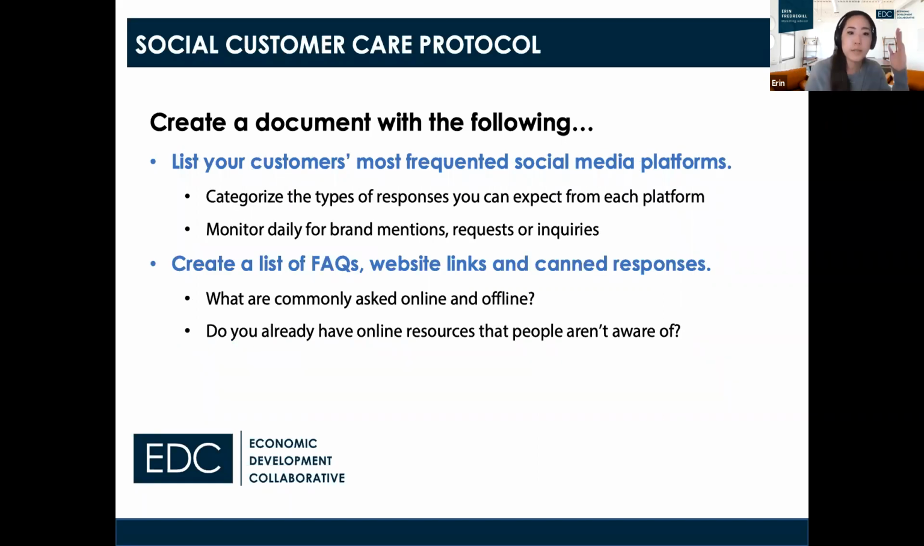So yeah, like I said, list your customers' most frequented social media platforms, categorize the types of responses you can expect from each one, and then just set up a system or a schedule for monitoring the brand mentions, requests, or inquiries. So it could be once a day, or it could be a few times a week, depending. You can also set up your social media platforms on your phone just to make sure that you get those alerts, so that if anything does come in, you can at least let your employee know or let somebody know to respond to those things if they don't get those alerts or notifications.